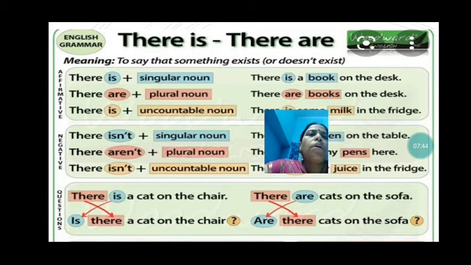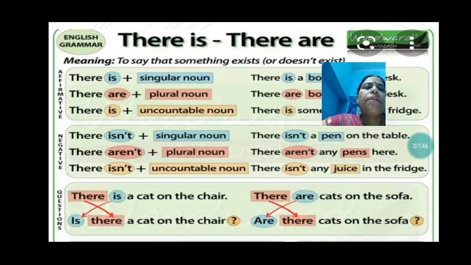There is a book on the desk. How will we change it? Let us see the last one first. There is a cat on the chair. So how will it become? Is there a cat on the chair? There are cats on the sofa. Are there cats on the sofa?